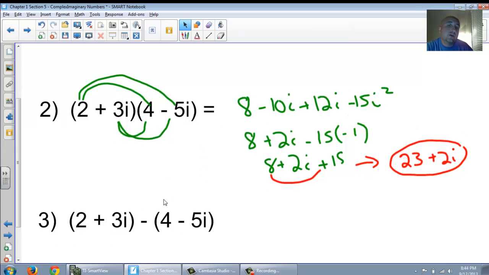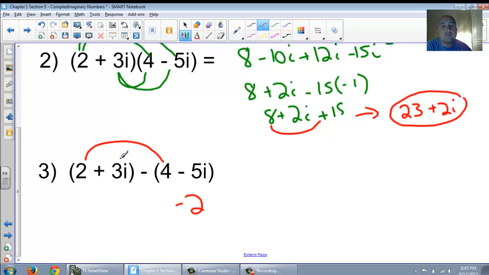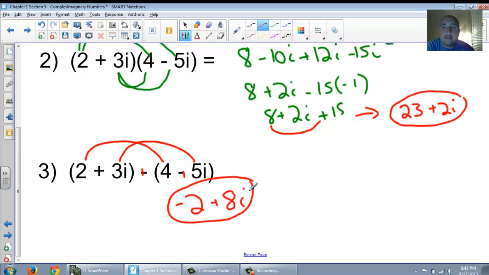Now what we are going to do is subtract. Okay, subtracting is the same thing as adding. We can only subtract things that are the same. So first thing we can do is 2 minus 4, which is negative 2. And 3i minus a minus, so that turns into a plus. 3i plus 5i is 8i. So we have negative 2 plus 8i. So please remember, do not do 8i plus negative 2. Okay, not good. Whole number comes first, imaginary number comes second.